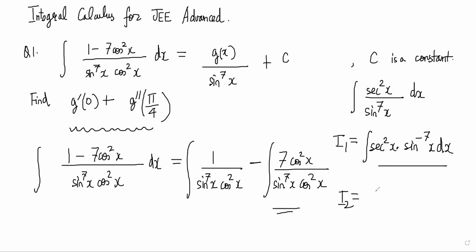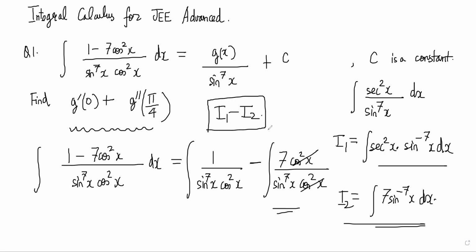And what is I2? I2 is basically integral of 7 cos square x by sine power 7x cos square x. The cos square x will get cancelled here, so this will become simply 7 sine power minus 7x dx, right? This is my I2. And we have to calculate basically I1 minus I2, right?